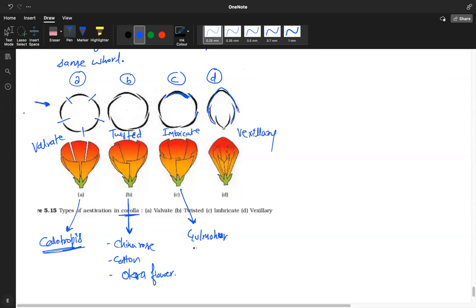And also cassia. Flowers of cassia also have imbricate estivation. So just remember these few examples.